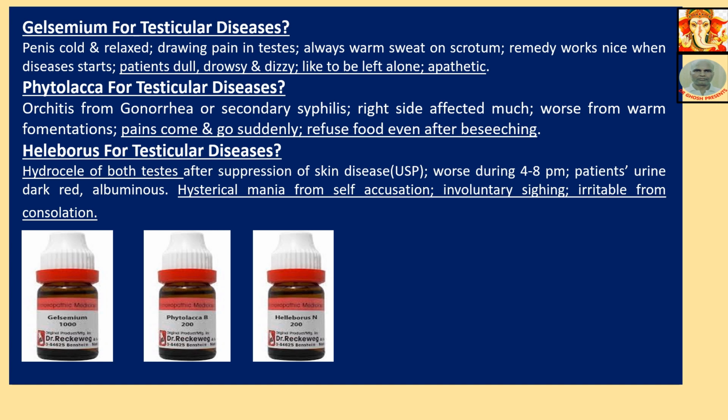Worse during 4 to 8 p.m. Patient's urine dark red, albuminous. Hysterical mania from self-accusation. Involuntary sighing, irritable from consolation. These are all Helleborus general symptoms.